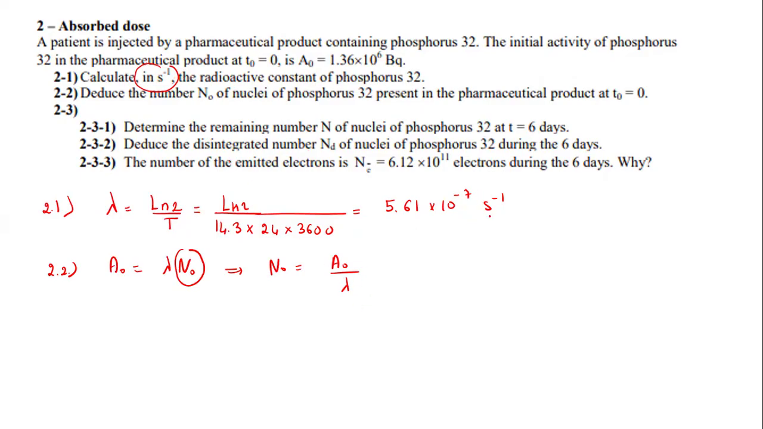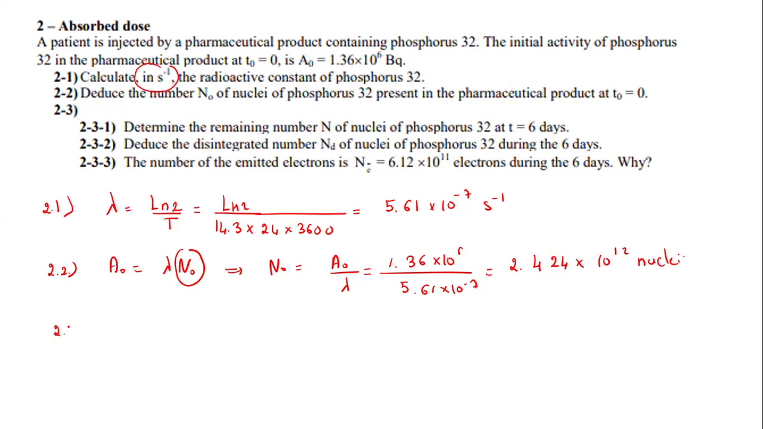Even if we had found it in day minus 1, we would have to convert it in order to use it and find the number. Here, because A0 is in SI unit, which is becquerel, and all over lambda, we get as answer N0 equals 2.424 times 10 to the power 12 nuclei of phosphorus. So initially I had this many phosphorus nuclei.